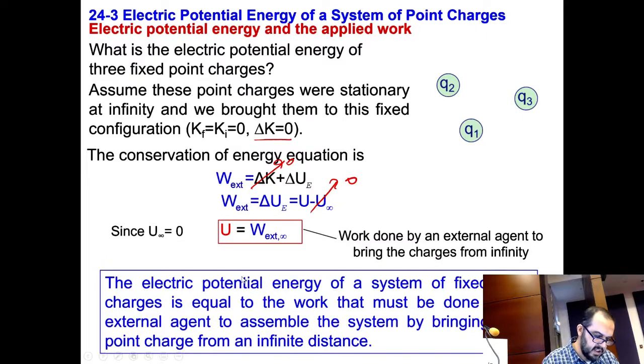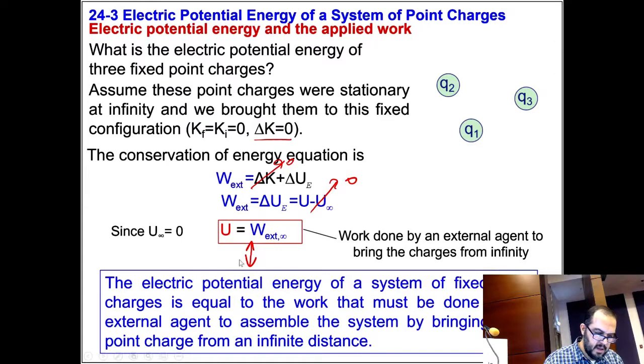So this is a rule. The electric potential energy of a system of fixed point charges is equal to the work that must be done by an external agent to assemble the system by bringing each point charge from an infinite distance. So this is just the same thing. All right, so let's do it step by step.